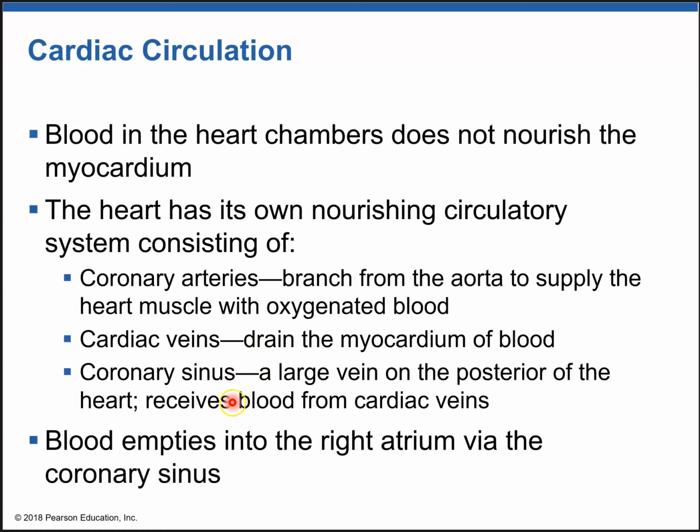Now, a coronary sinus is a big vein on the posterior side of the heart. All the little veins from the heart converge into the coronary sinus, which then lets blood into the right atrium. So, blood empties into the right atrium via the coronary sinus. And why is it the right atrium? Because the right atrium is the one that receives deoxygenated blood from different body systems, including the heart.